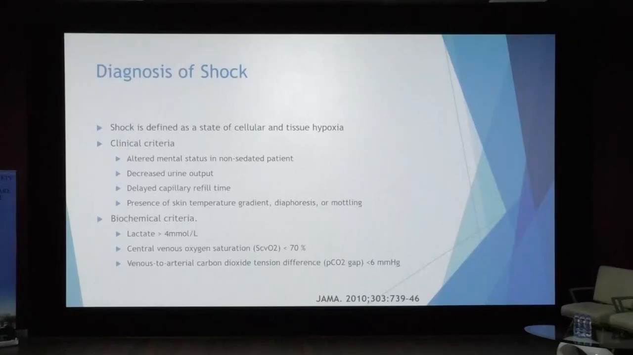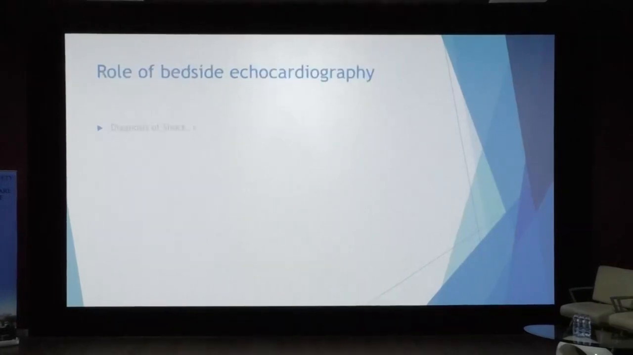Other criteria include decreased urine output, as per the definition 0.5 ml per kg per hour for 3 or 6 hours, delayed capillary refill time, a skin temperature gradient, diaphoresis or skin mottling. The biochemical criteria: we do an ABG, see the lactate, and try to find out why the lactate is high. A central venous oxygen saturation less than 70%, or, if it is difficult to know, an arterial to venous carbon dioxide difference of more than 6 mm of mercury, all indicate that the patient is in shock.